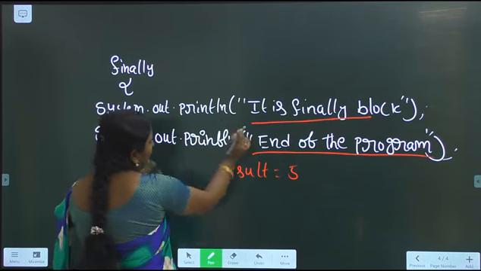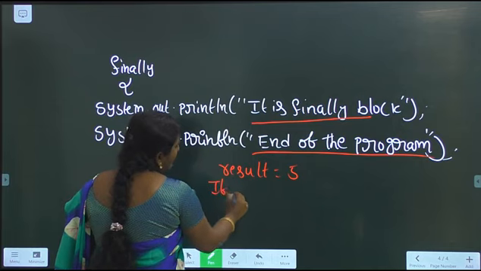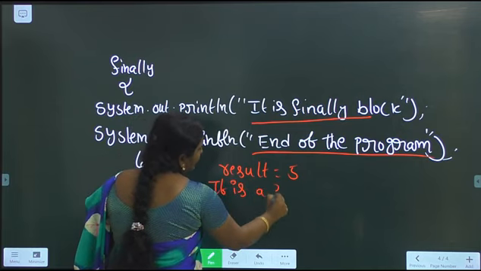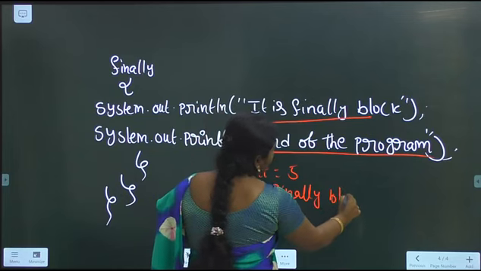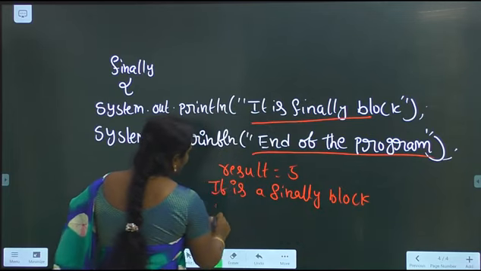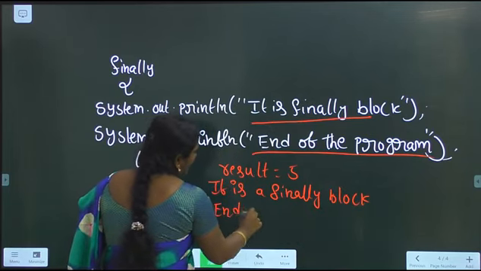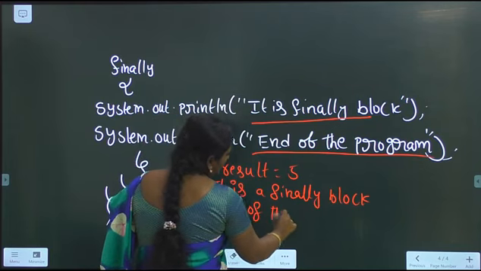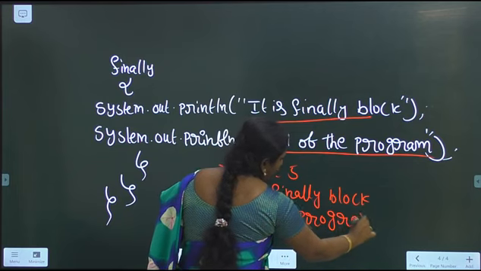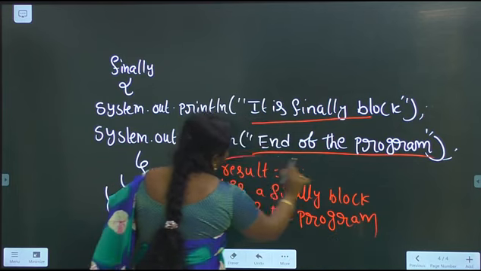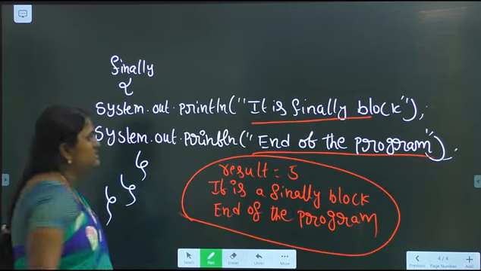So it will print: it is a finally block, and end of the program. It is the output we get after compiling and running this program.